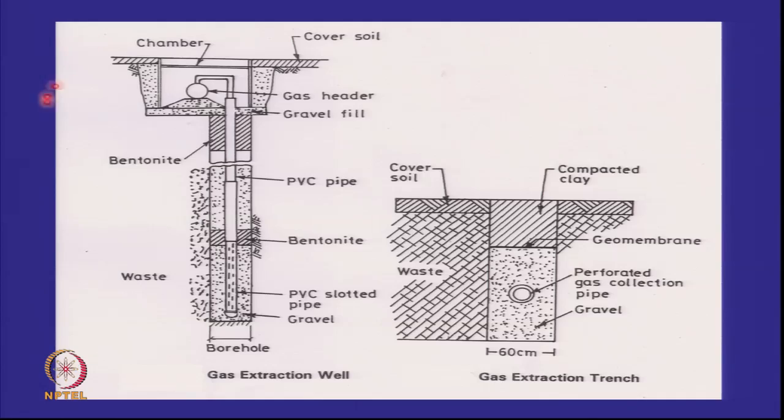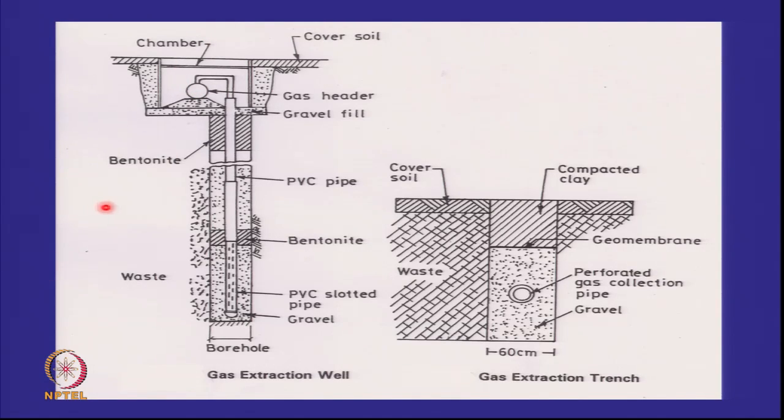So this is a gas extraction well, which will be used in an active or a passive case, like a tube well. Like a tube well, it has a perforated pipe, gravel pack around it, and a pipe which takes you to the top and connects to a gas header pipe. The header pipe goes to a suction pump or a blower which pulls in the gas if it is active, or the header pipe goes to a vent if it is passive.